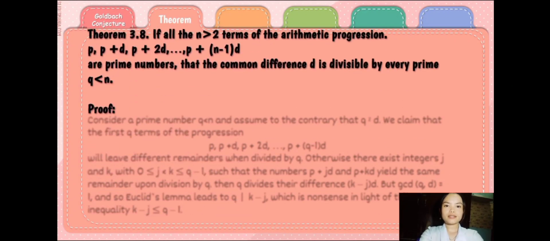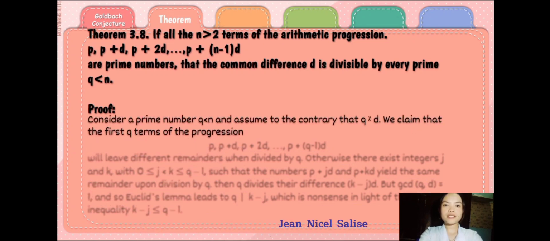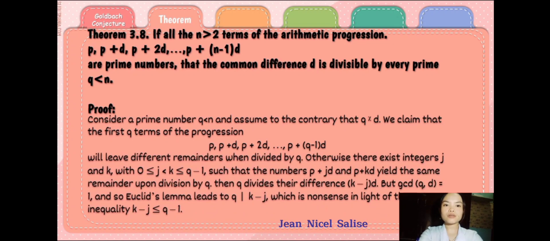Theorem 3.8. If all n greater than two terms of the arithmetic progression p plus d, p plus 2d, up to p plus n minus 1 times d are prime numbers, then the common difference is divisible by every prime q less than n. For the proof, consider a prime number q less than n and assume to the contrary that q does not divide d. We claim that the first q terms of the progression, p plus d, p plus 2d, up to p plus q minus 1 times d, will leave different remainders when divided by q.